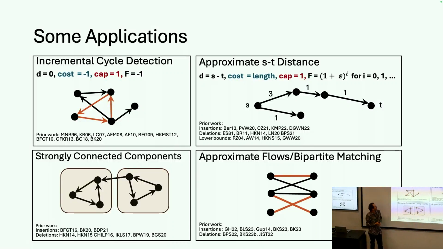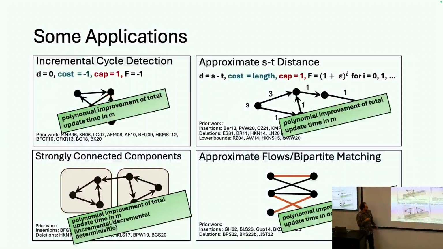Yeah? Why did you skip decremental cycle detection? Oh, because decremental cycle detection, I guess, is captured by decremental strongly connected components, and it wasn't as well known of a problem, let's say. But you can also do that. Sure.